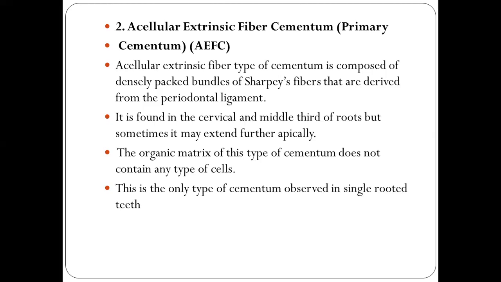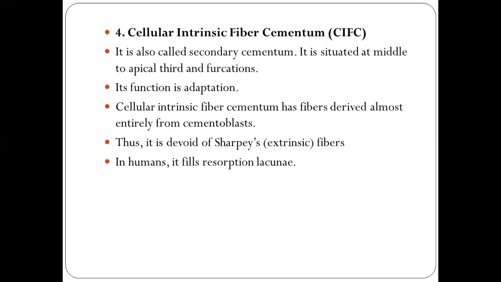Acellular extrinsic fiber cementum. Acellular extrinsic fiber cementum is composed of densely packed bundles of Sharpey's fibers that are derived from the periodontal ligament fibers. It is found in the cervical and middle third of the root, but sometimes it may extend further apically. The organic matrix of this type of cementum does not contain any cells. This is the only type of cementum observed in the single-rooted tooth.